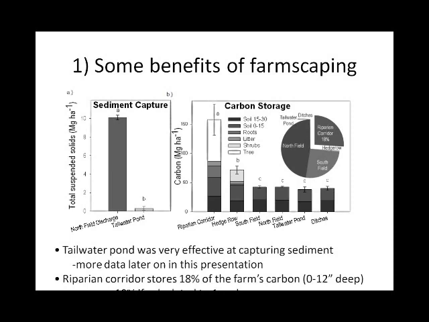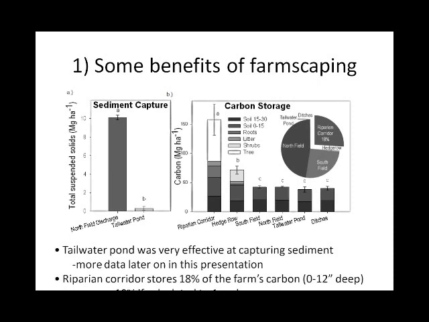Another benefit of the farmscaping is carbon storage. If you look at the graph on the right, what you see is for those 6 different habitats lined from the riparian corridor, hedgerows, fields, and then the irrigation habitats, the amount of carbon, in megagrams per hectare, stored in the different habitats. And what you can see is that the soil carbon in the top 0 to 15 and 15 to 30 centimeters, so that's about the top foot, is fairly similar across the habitats, except that it is slightly higher in the riparian corridor.